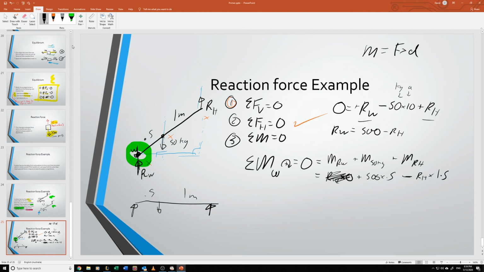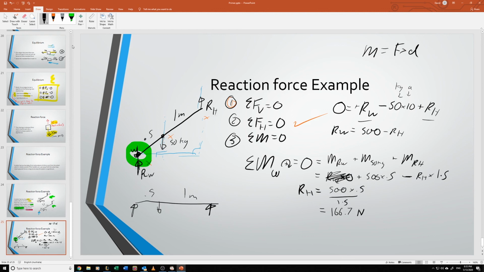That's fine. This is exactly what we want, because now we can get a good value out of that. We're going to say RH equals 500 times 0.5 over 1.5. We plug in all these values, and then we are going to get a value of 166.6 recurring, so 166.7 newtons. Good. So we've found how much force is required.